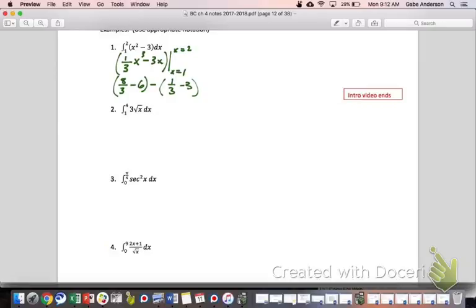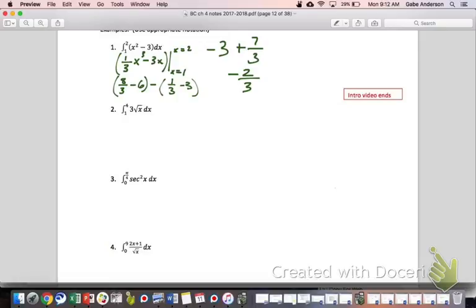So -6 plus 3 is -3, and 8/3 minus 1/3 is 7/3. Does that make sense? And then getting a common denominator and adding, I think we'd end up with -9/3 plus 7/3. So I got -2/3. Anybody take it that far? We good? Okay.